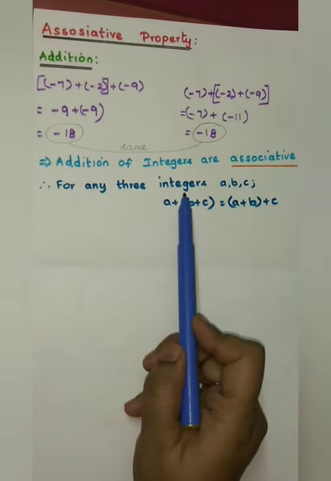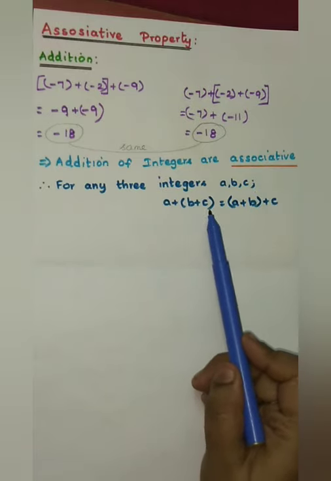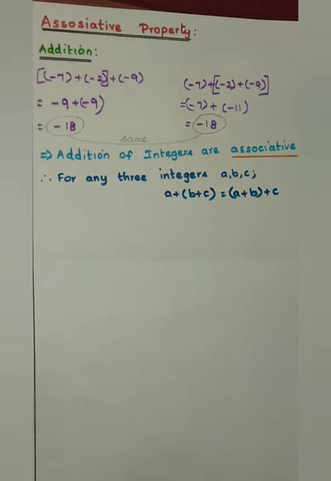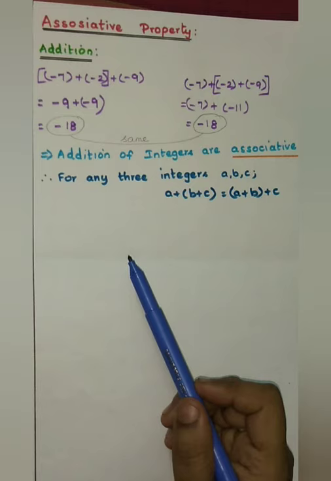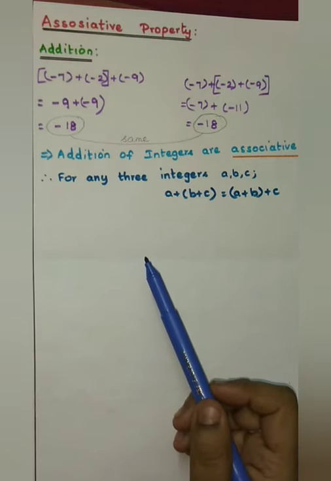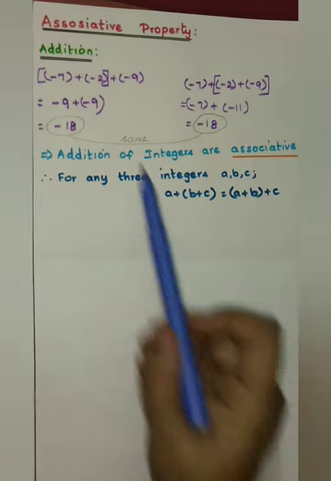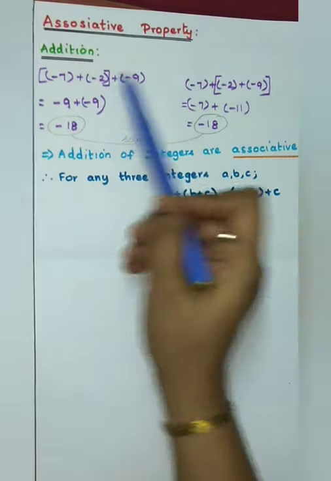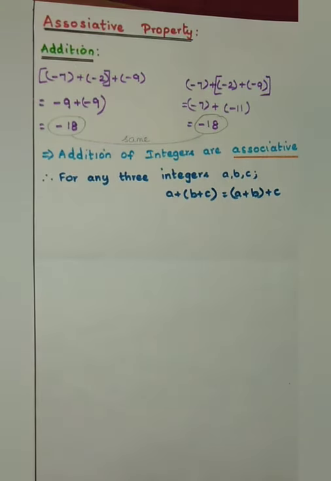Therefore, for any three integers a, b, c, a plus b plus c is equal to a plus b plus c, with the grouping changed. You check whether associative property is true for subtraction of integers. Take any 3 examples and check, or you can take the same integers. Instead of plus you put minus and check whether you get the same result.